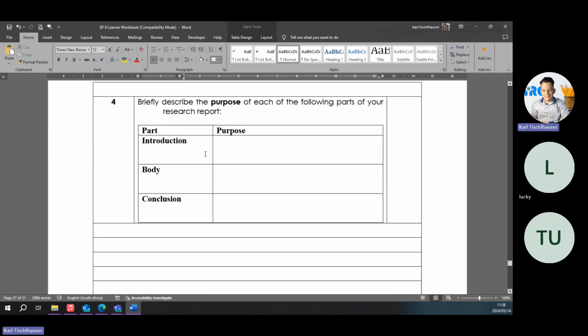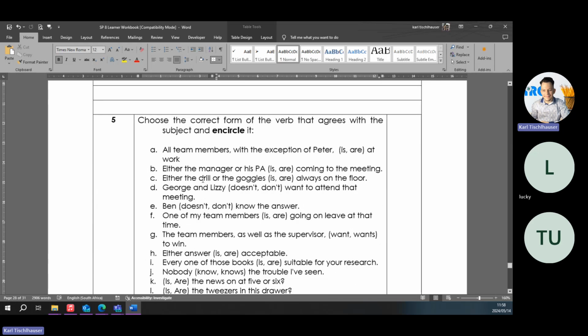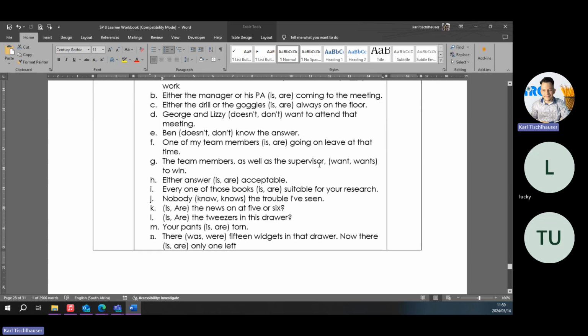Okay, then 4 says briefly explain the purpose of each of the following parts of your research report. So think about the reports you've done before. What is the point of having an introduction? What is the point of a body? What is the point of a conclusion? Then it says choose the correct verb. So they want you to circle it. If you're doing it on a computer, you can just highlight it.